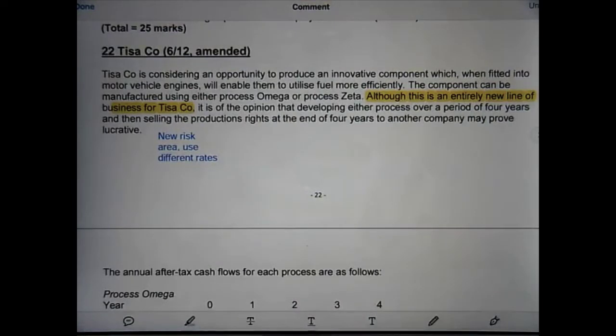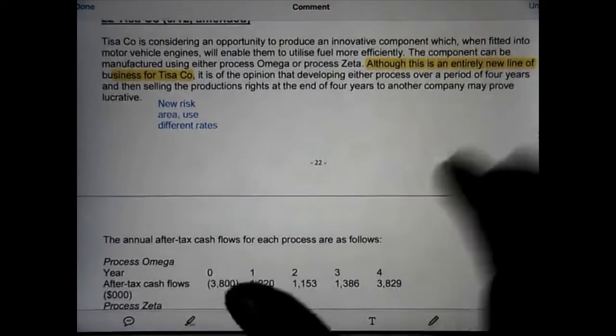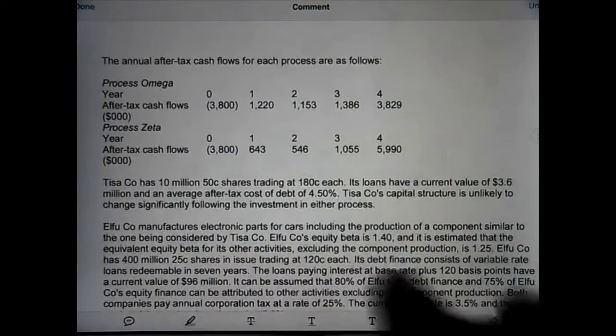Okay. That means you can't use the original cost of capital. You're supposed to adjust the cost of capital to the new risk. It's a new business area. Got it? Okay. It is the opinion that developing either process over the 4-year period and then selling the production rights at the end of the 4 years to another company may prove lucrative. The annual after-tax cash flow for each process has been given here. So you got Omega and Zeta. They've given the cash flow here.